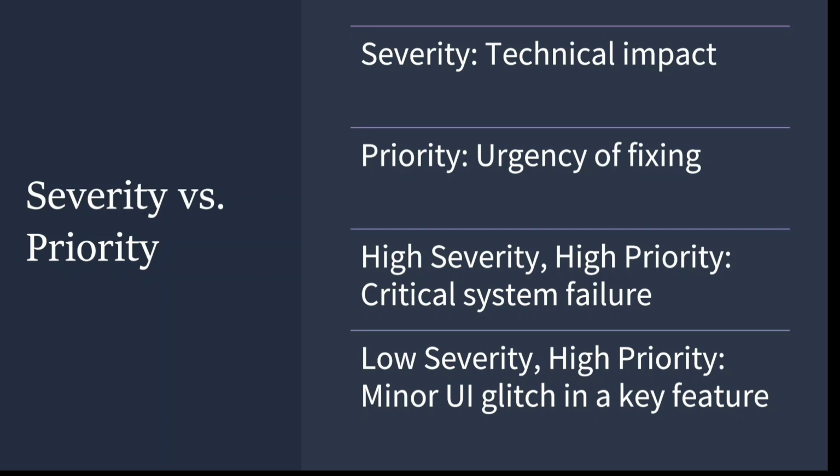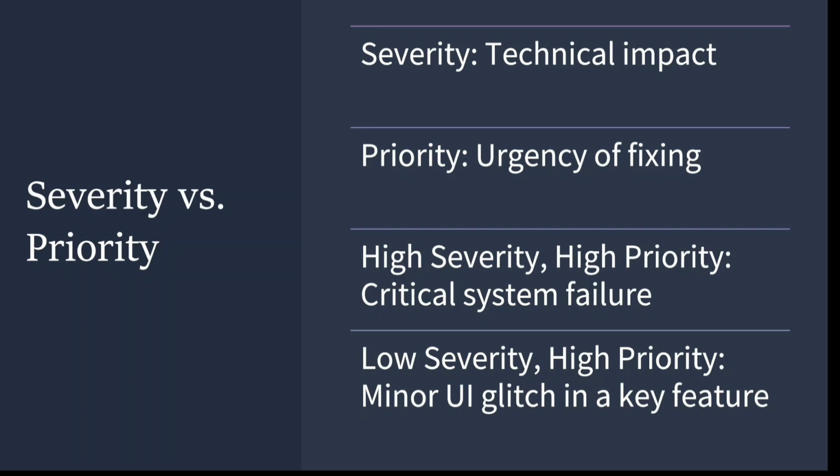Now, we have a crisscross of combinations like high severity, low priority, and low severity, high priority. Here I have given one example: high severity and high priority. A critical system failure is high severity because the defect is very severe, and it needs to be fixed as soon as possible. That's why it is high severity, high priority.